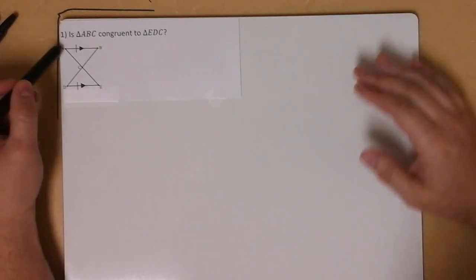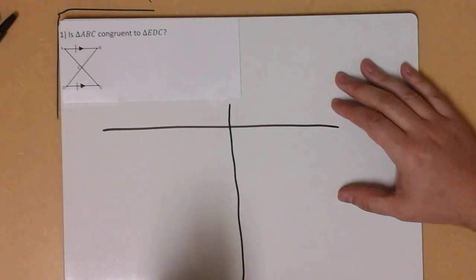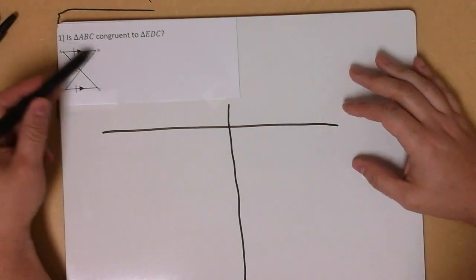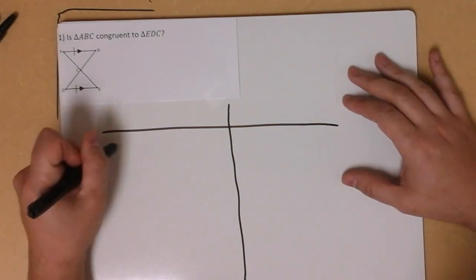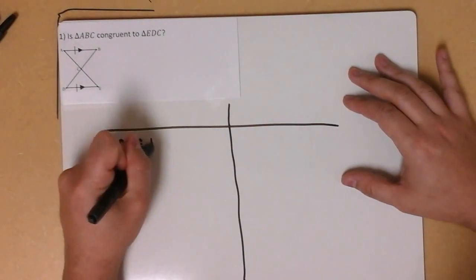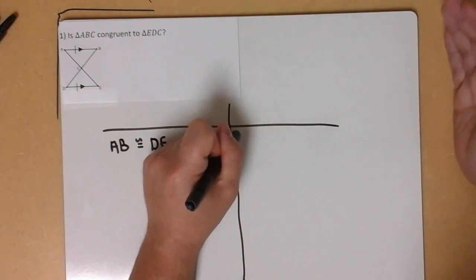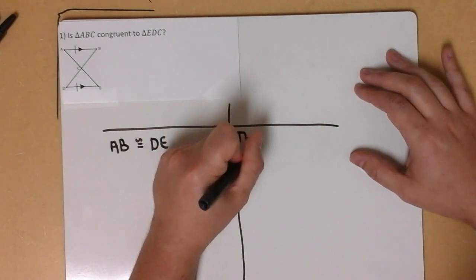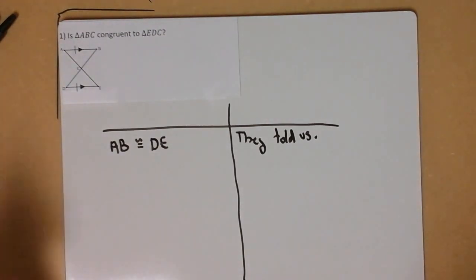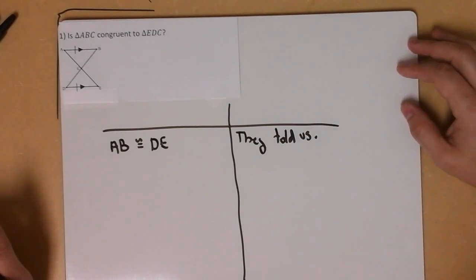For starters, I'm going to make the little t-table here real quick. All right, and I'm going to say I know because. So I know that AB is congruent to DE. And I know that because they told us. So I'll say they told us. You could say it says so. You could say whatever you like, as long as you're making clear why I know that.